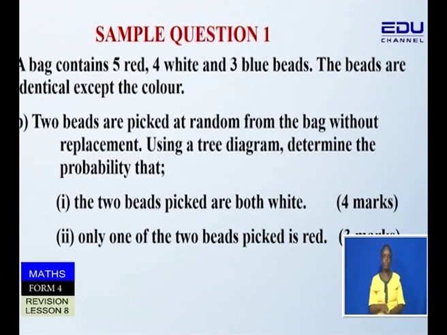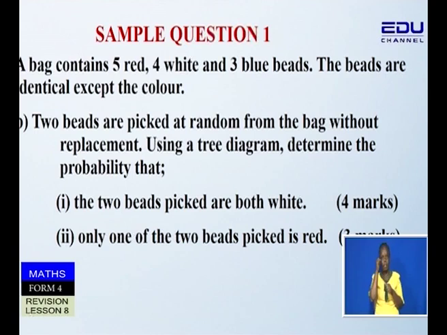The second part of the question: 2 beads are picked at random from the bag without replacement. Using a tree diagram, determine the probability that the 2 beads picked are both white. 2. Only one of the 2 beads picked is red.